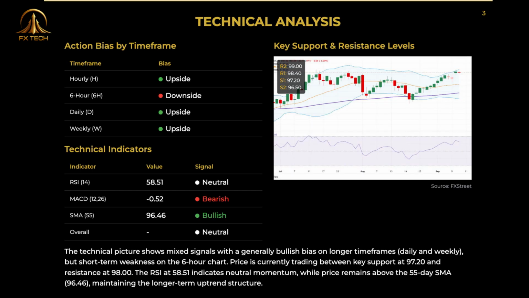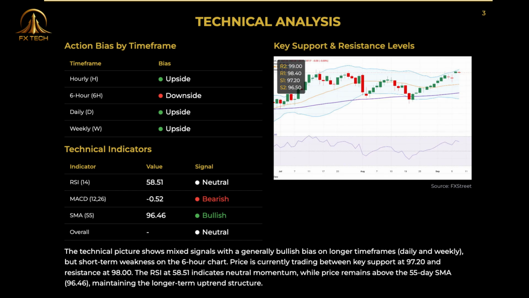Turning to our technical analysis, we can see a mixed picture across different time frames for AUD/JPY. The action bias system shows upside bias on hourly, daily, and weekly charts, but interestingly, a downside bias on the 6-hour time frame. This divergence is significant because it suggests short-term bearish pressure within a broader bullish trend. Essentially, while the longer-term direction remains positive, we're seeing some consolidation or potential pullback in the immediate term.